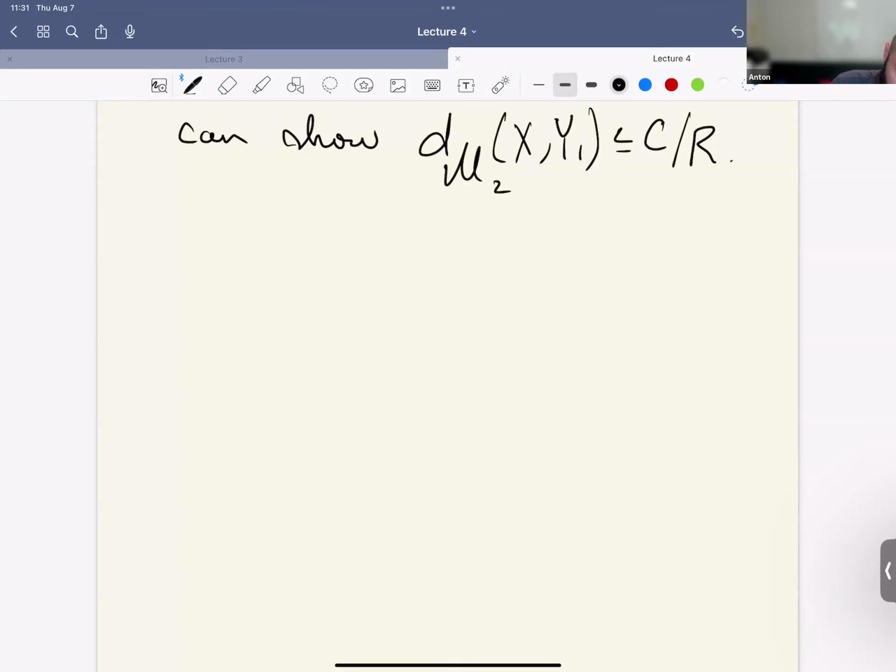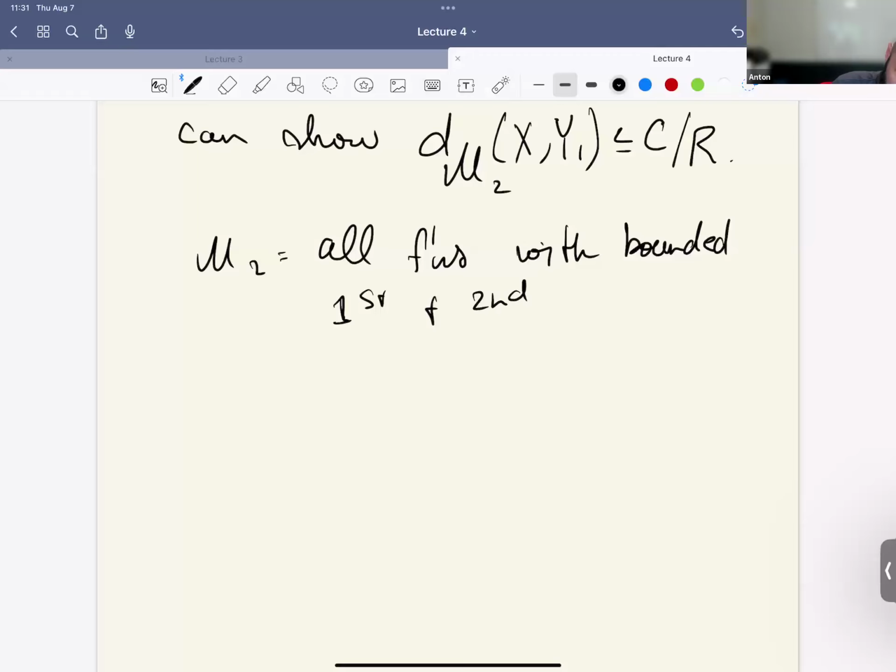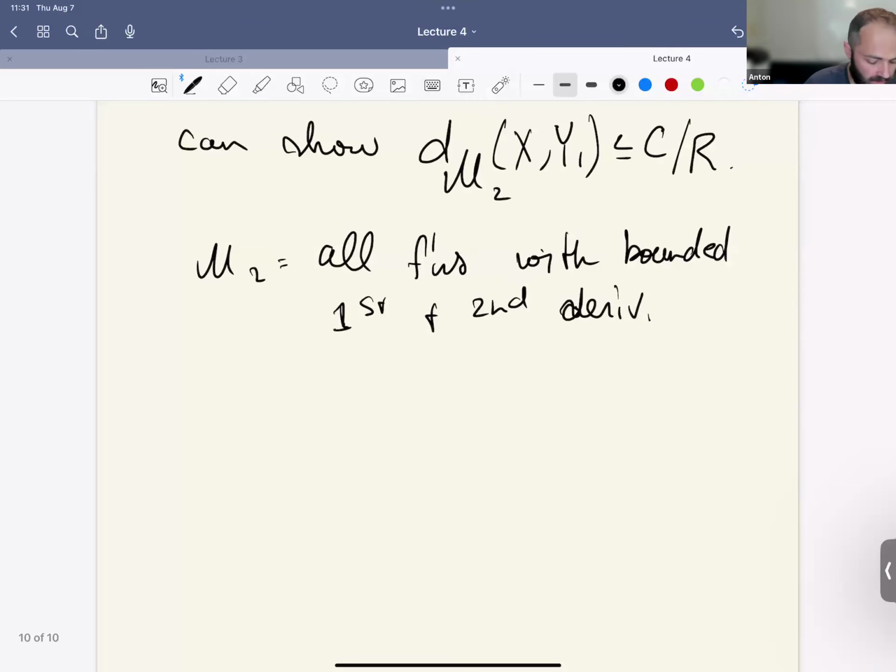M2, I believe. M2 or M3. So M2: all functions with bounded first and second derivative. So it's like the function is Lipschitz, its derivative is Lipschitz. We can show that this gap goes to zero at a faster rate. And my goal for the remaining 30 minutes is to give you the roadmap to show this.